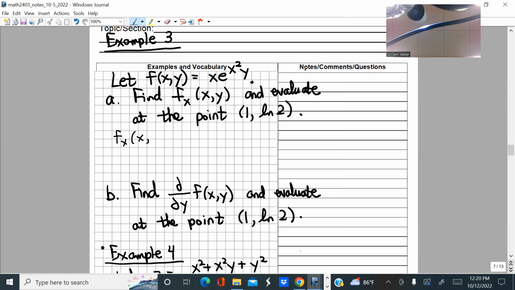Now that still presents some challenges though, right? How are we going to differentiate this formula? Again, where x is the variable. So you're just thinking of y as being a number, 1, 2, 3, something, right? Doesn't matter.